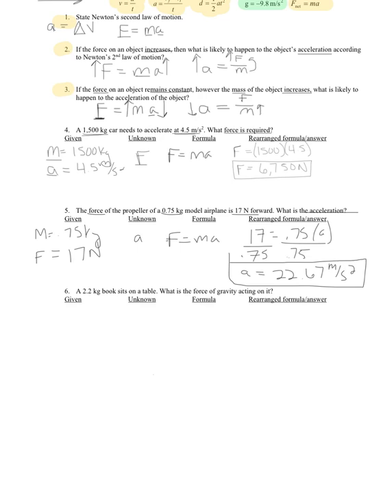All right, let's pick up where we left off. So number 6 says a 2.2 kilogram book sits on a table. What is the force of gravity acting on it? So I'm going to click my pen here. A 2.2 kilogram book is sitting on a table, and I'm looking for the force due to gravity. So I know a couple of pieces of information. First, I know that the mass of the book is 2.2 kilograms.